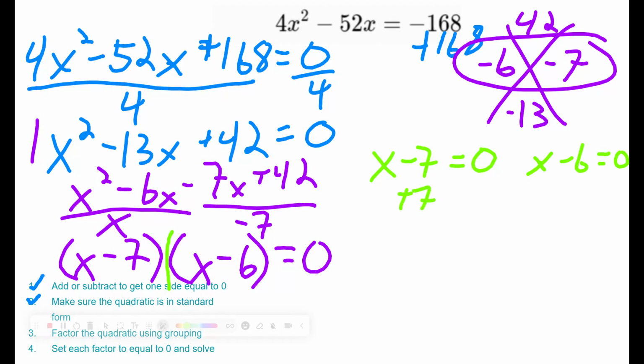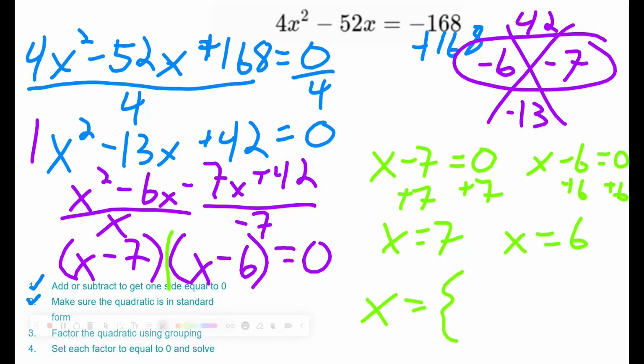Here, we're going to add 7 to both sides. X equals 7, and add 6 to both sides. X equals 6. If we use this little squiggly here, that shows that it's not like xy coordinates. It's a range of numbers. In this situation, 6 and 7 are correct solutions for this quadratic equation.